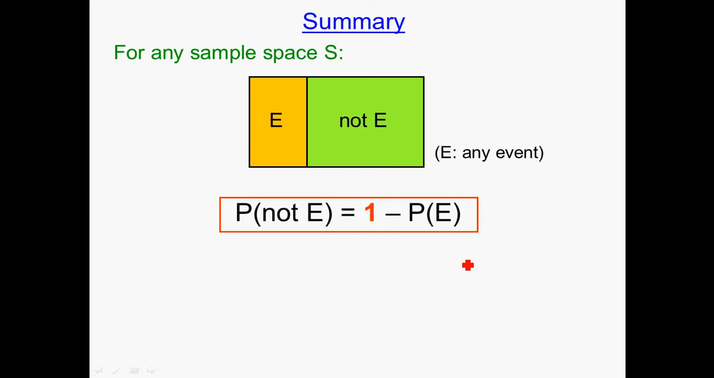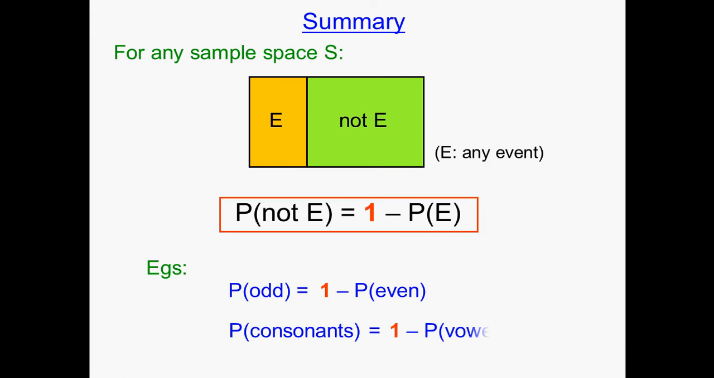And just now, like our odd and even example, we use the probability of not the event. We can use 1 minus the probability of the event, but these two must be complementary. For example, for the probability of consonants, you can use 1 minus the probability of vowels.